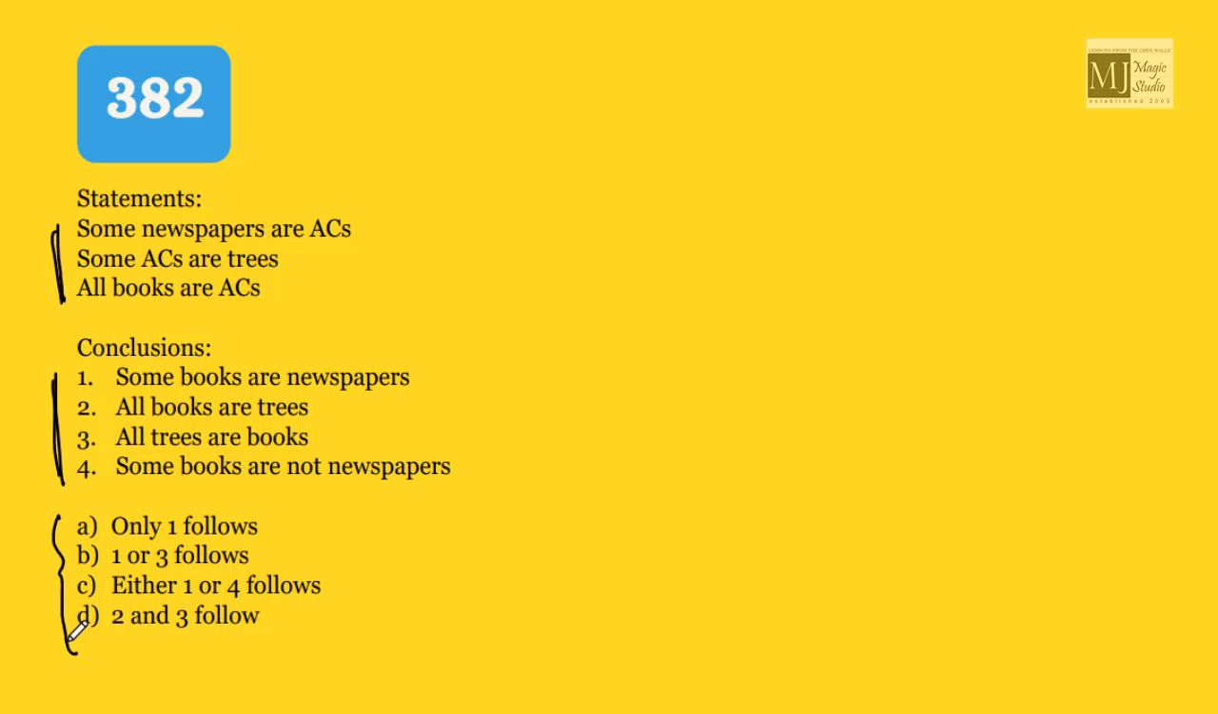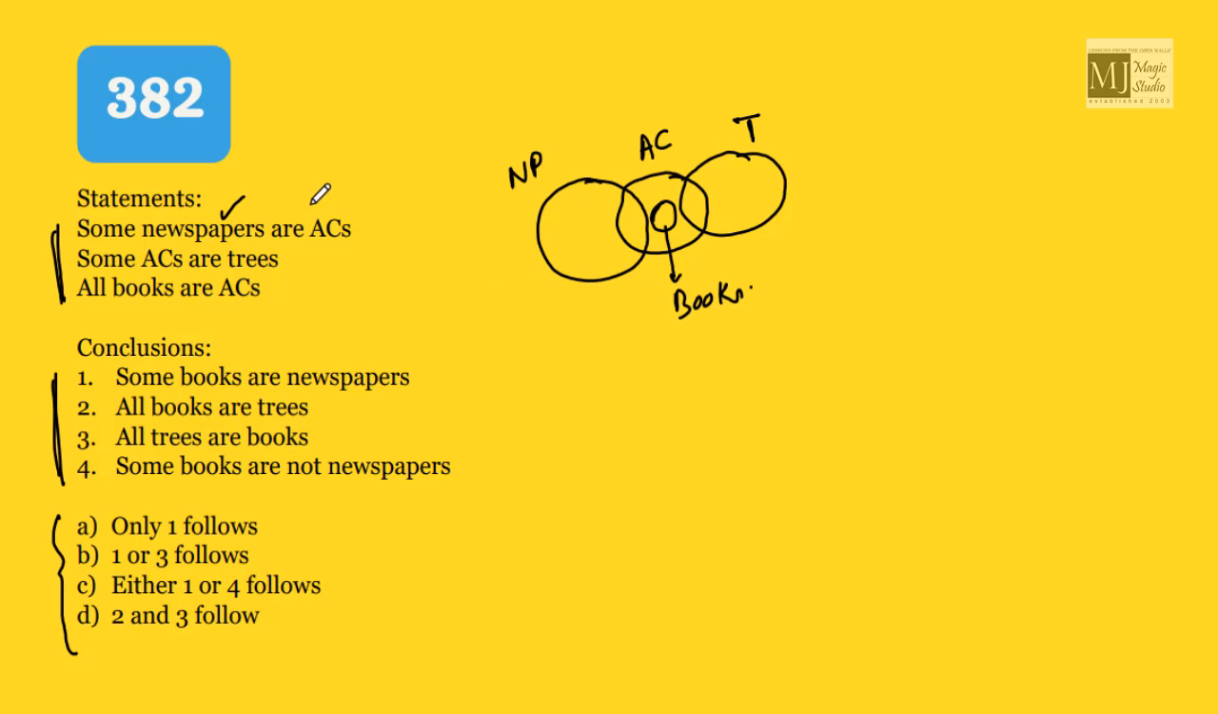Now in question number 382, we have three statements, a few conclusions to follow, and then we need to mark one out of the four options given. Let's see. Newspaper, AC, trees and books are established with this Venn diagram. We can draw it like this. We can draw this Venn diagram in many different forms, but let's see which conclusions follow in this. If a conclusion follows in this, then we will see whether we require some other Venn diagrams or not.